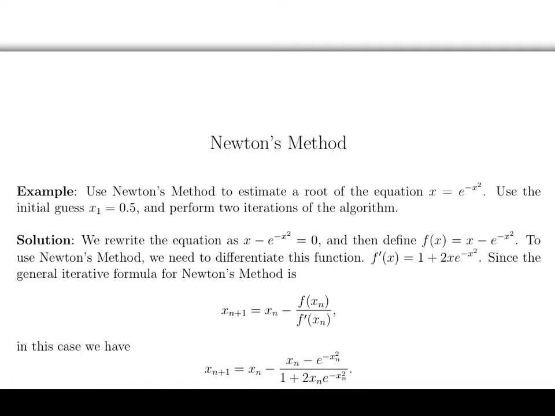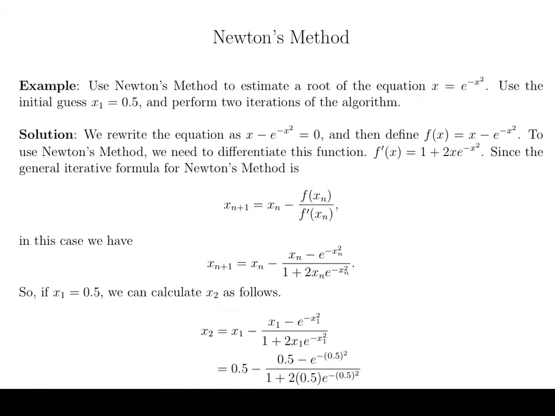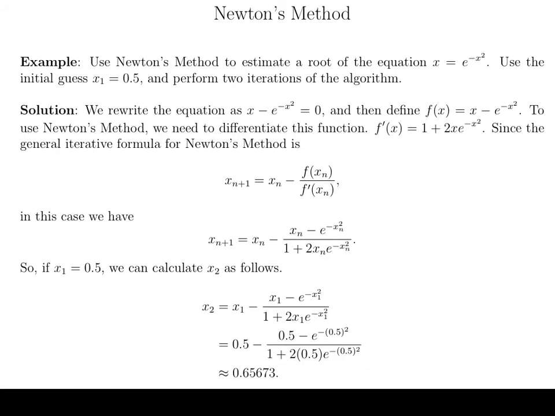So let's plug in our initial value. We were given in the problem to choose x1 equals 0.5, and let's plug that in now. When we start, n is equal to 1, because that's the first iteration. So we get this formula here, and we'll plug in 0.5 in place of x1. If we do that, we get this expression, and then we work all this out on a calculator, and what we get is about 0.65673.